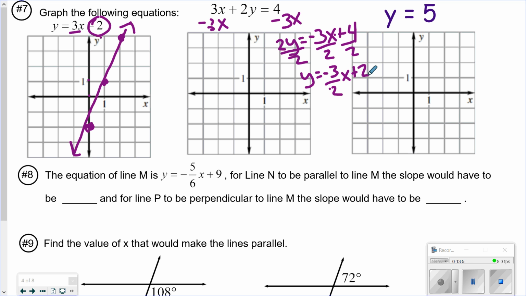So looking at my equation, my y-intercept is 2. So I'm going to plot 2 on my y-axis. My slope here is negative 3 divided by 2, which means I'm going to go down 3, 1, 2, 3, over 2, 1, 2, plot my point here. And let's do that again. Go down 3, over 2, and connect the dots.